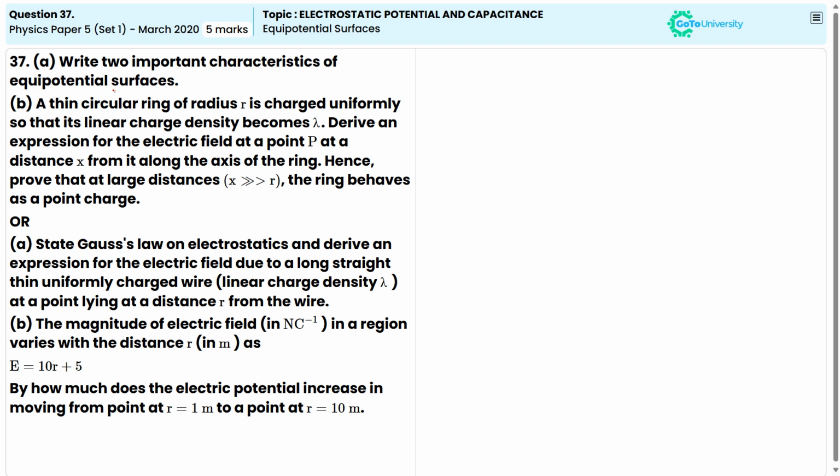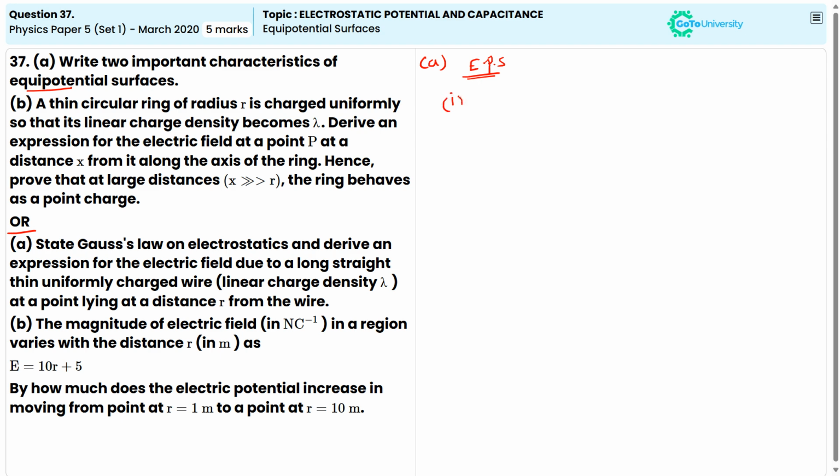There are two questions given here, but in the exam you can choose either the first one or the second one. Let us discuss both. First we will discuss question A. Here the question is: write two important characteristics of equipotential surfaces. So let us discuss the important characteristics of an equipotential surface.